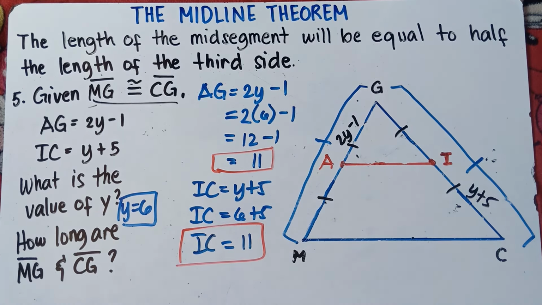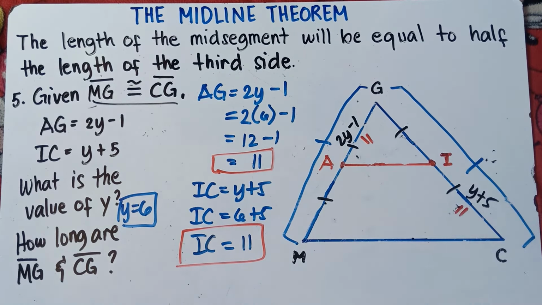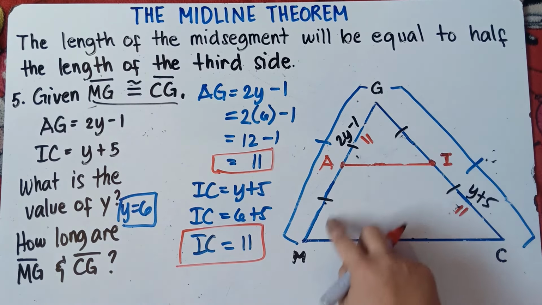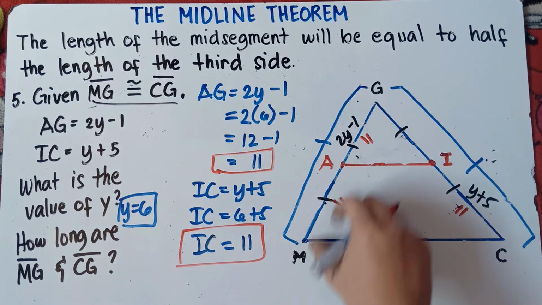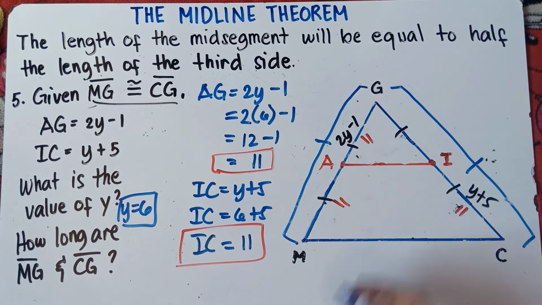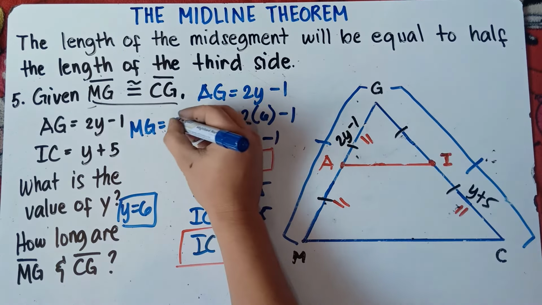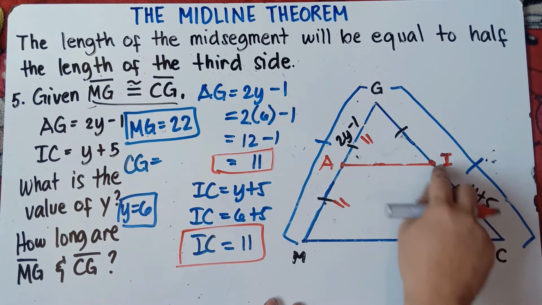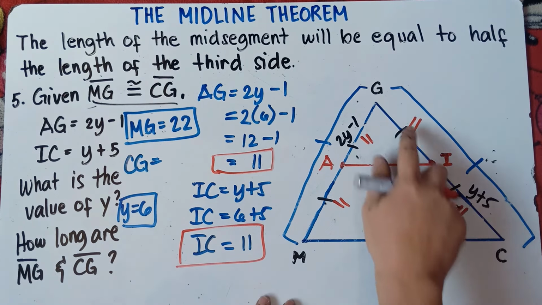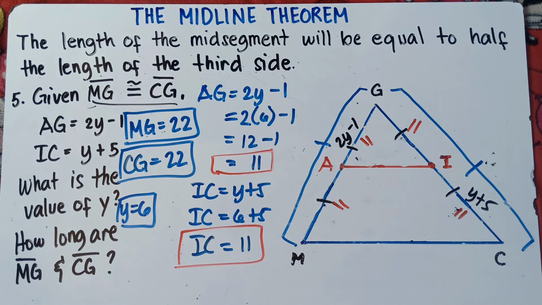But that's not the answer, class. This is just the value of AG, 11, and IC, 11. We're looking for MG. If AG is 11, therefore MA is also 11, so MG equals 11 plus 11, that is 22. And for CG, CI is 11, therefore IG is also 11, and 11 plus 11, CG, is 22. That's it, class. All set for number 5.